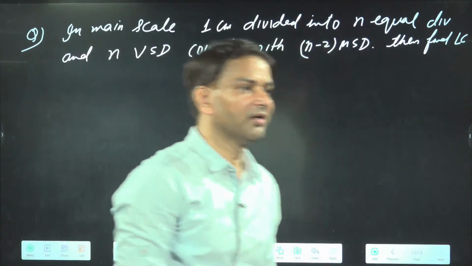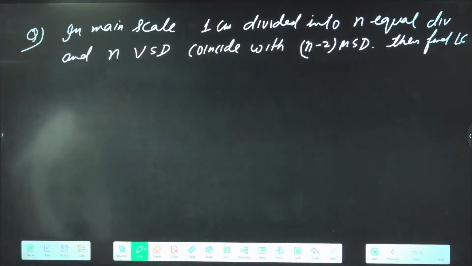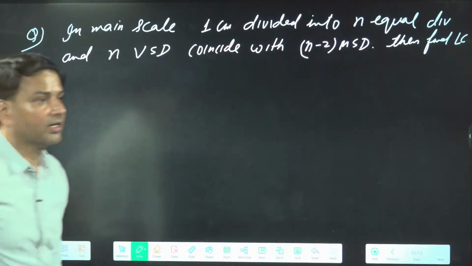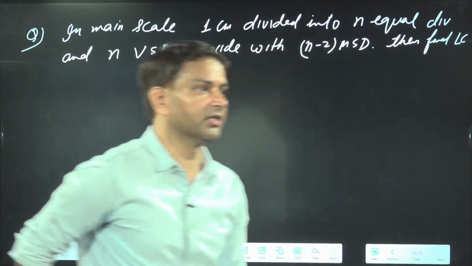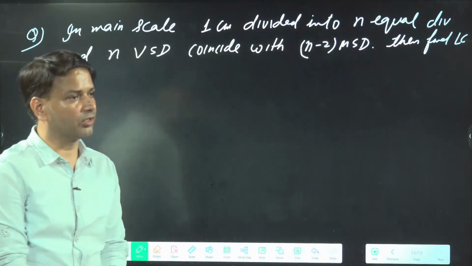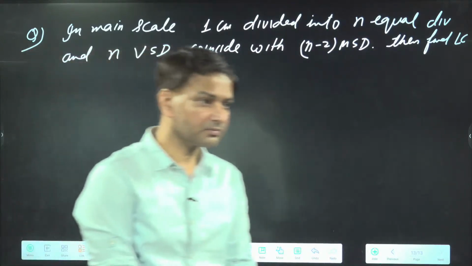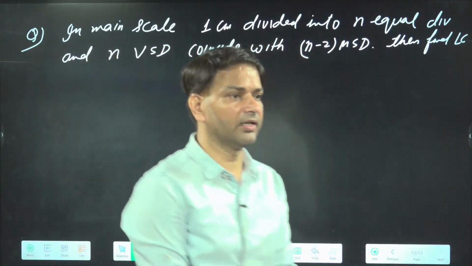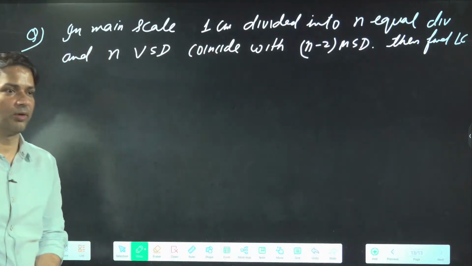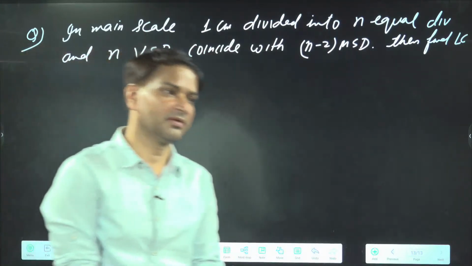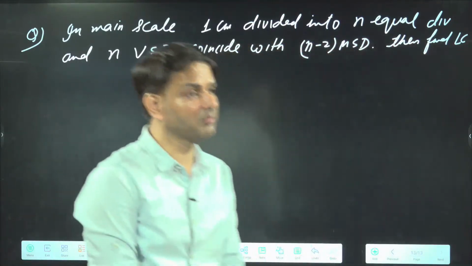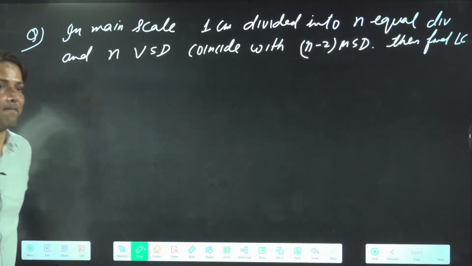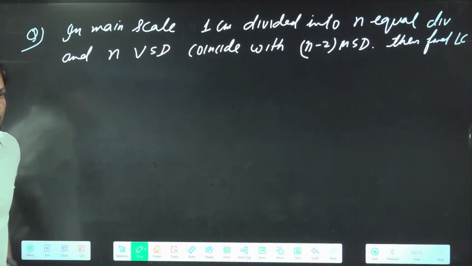Okay, so in the main scale, 1 centimeter is divided into n equal parts. Okay, and n Vernier scale divisions coincide with n minus 2 main scale divisions. Then we have to find the least count of the Vernier calipers. Okay, 2 by n square. Very good. 2 upon n power 2. Very good. Now in one attempt people understood. Okay, means most of you got the right answer.